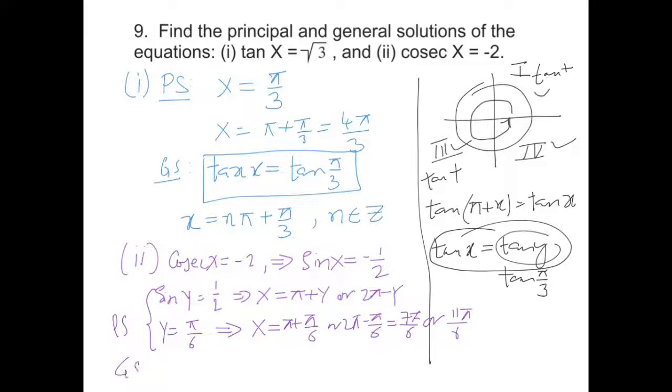And as for the general solution, we now express sine of x as equal to the sine of a particular angle, and we know that one such angle is 7 pi by 6. So we'll write sine x equals sine 7 pi by 6, and we already know the general solution for this equation, which is x equals n pi plus minus 1 raised to the power n times 7 pi by 6, where n is an integer.